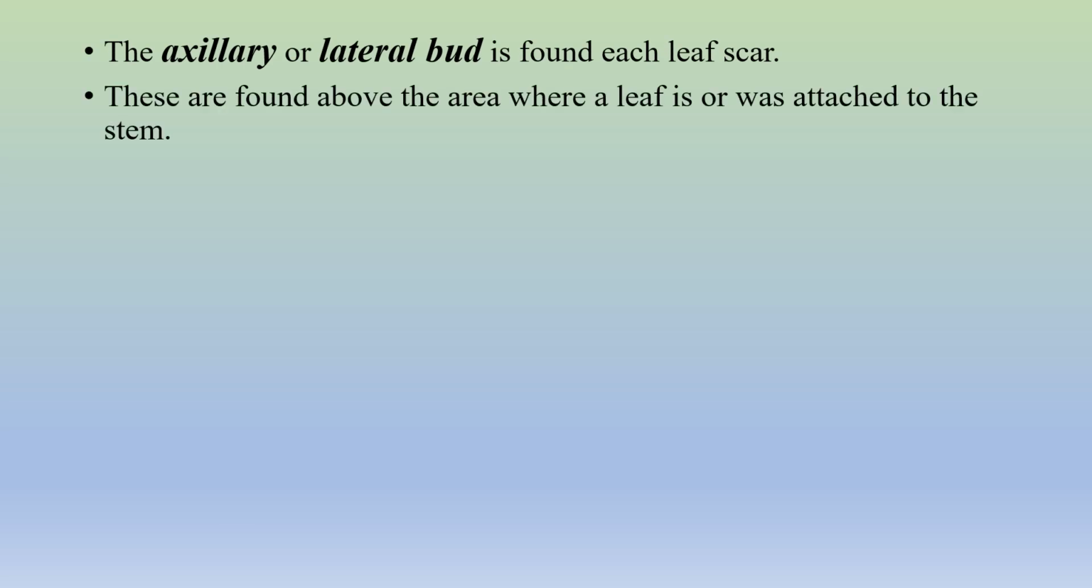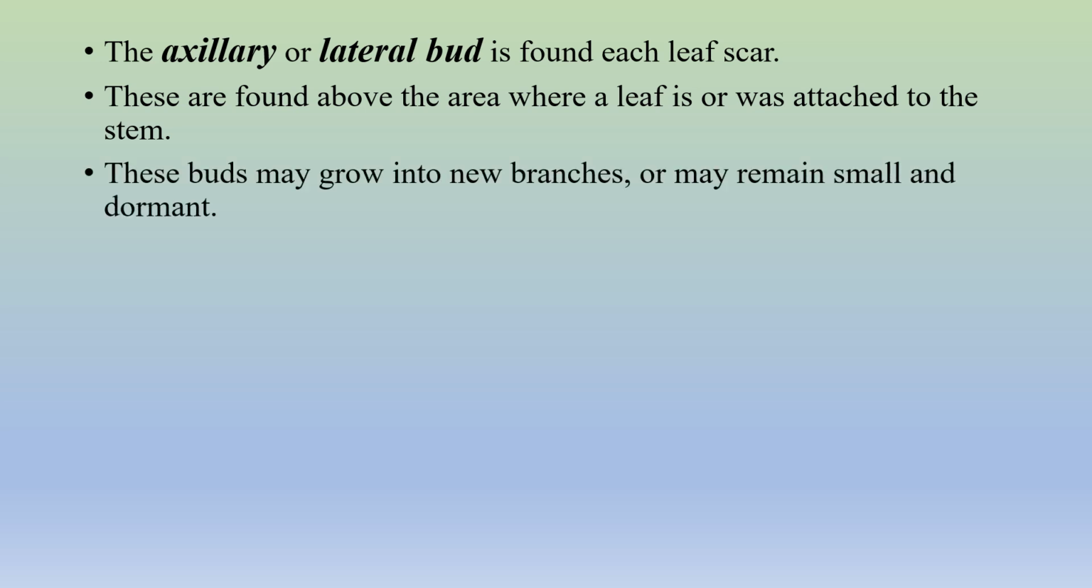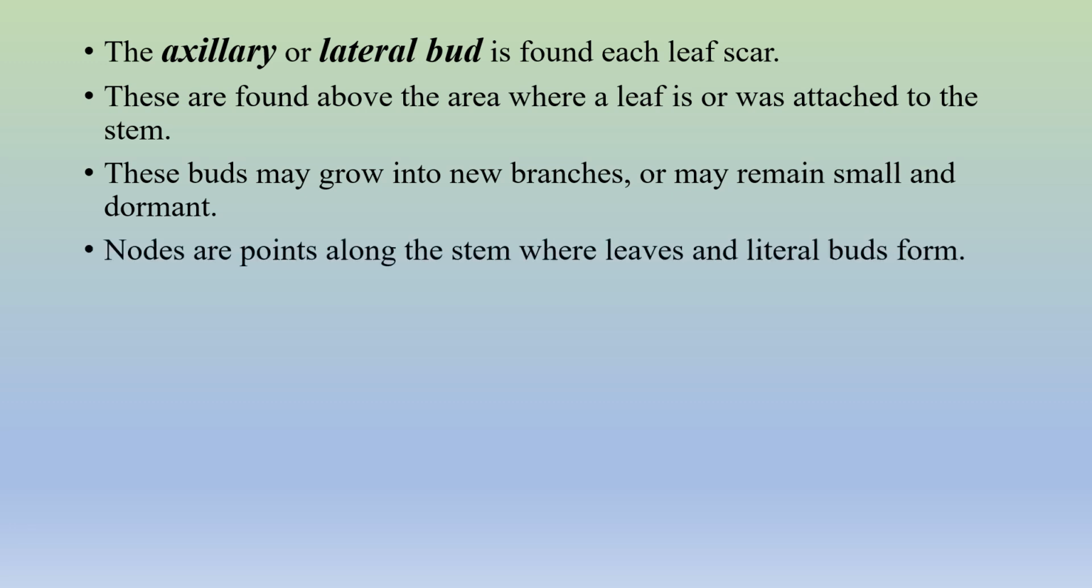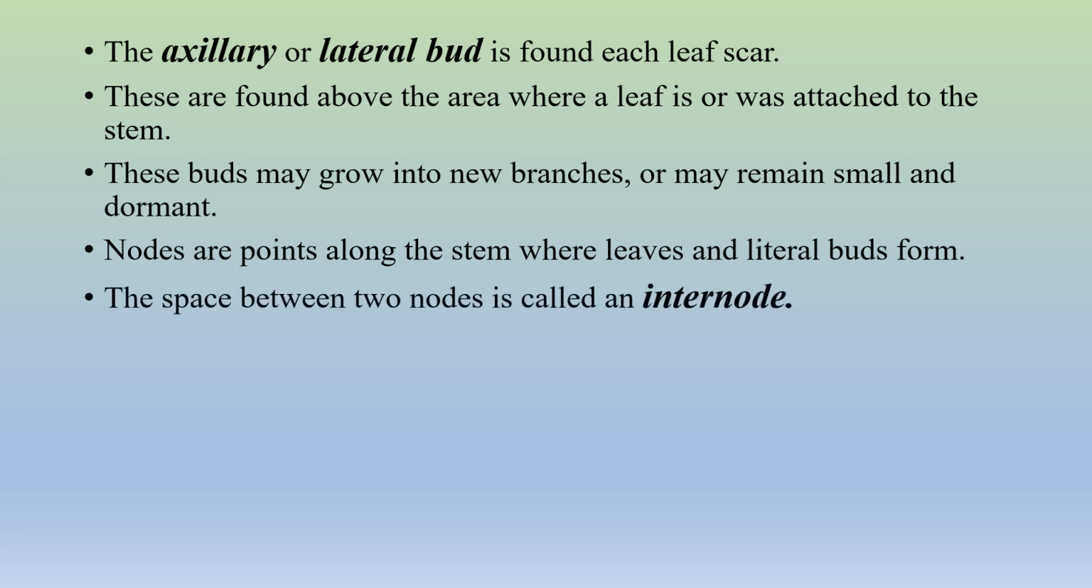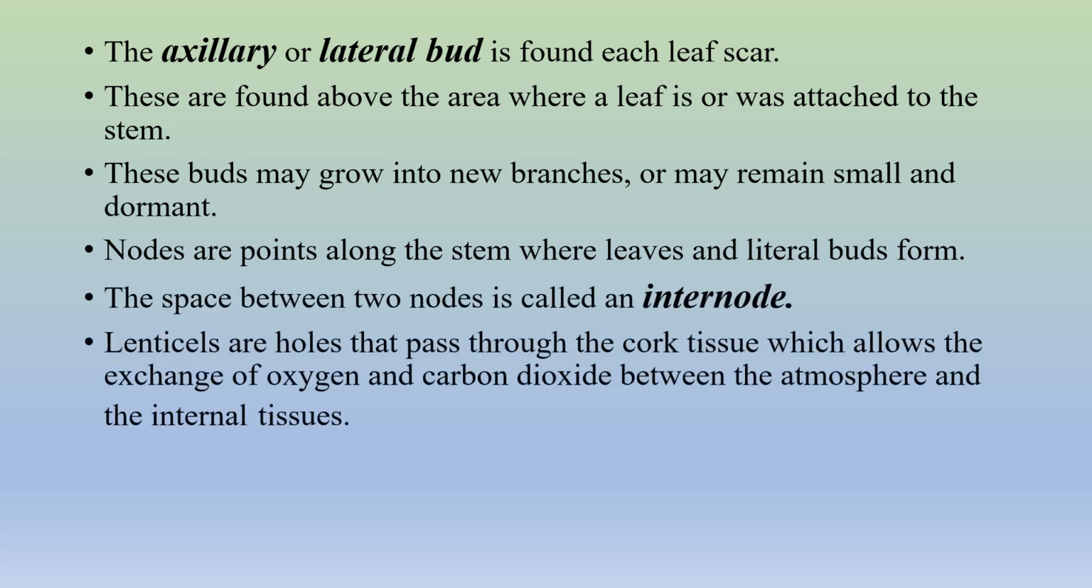The axillary or lateral bud is found at each leaf scar. These are found above the area where a leaf is or was attached to the stem. These buds may grow into new branches, or may remain small and dormant. Nodes are points along the stem where leaves and lateral buds form. The space between two nodes is called an internode. Lenticels are holes that pass through the cork tissue, which allows the exchange of oxygen and carbon dioxide between the atmosphere and the internal tissues.